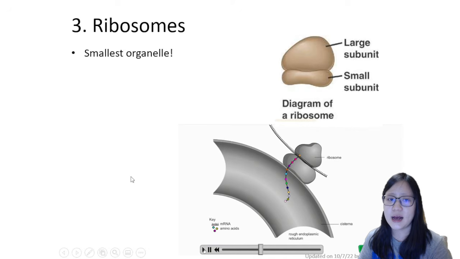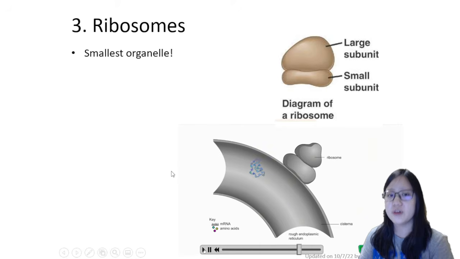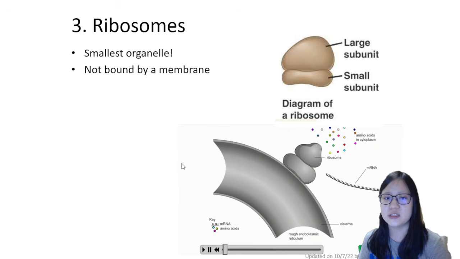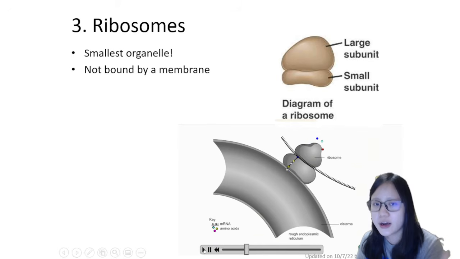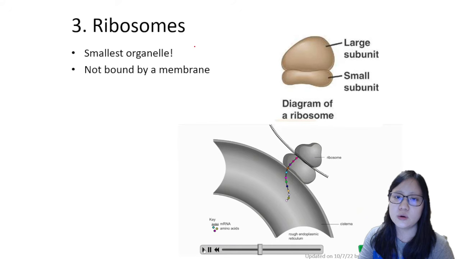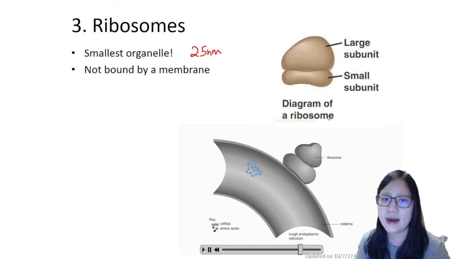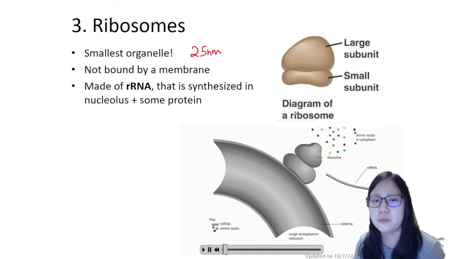In the cytoplasm, there are ribosomes where translation occurs, which translates that mRNA into protein. Ribosomes, as we know from previous videos, are the smallest organelle. They are only 25 nanometers in size. They are not bound by a membrane and are one of the only organelles not to be bound by a membrane. This is the exception.